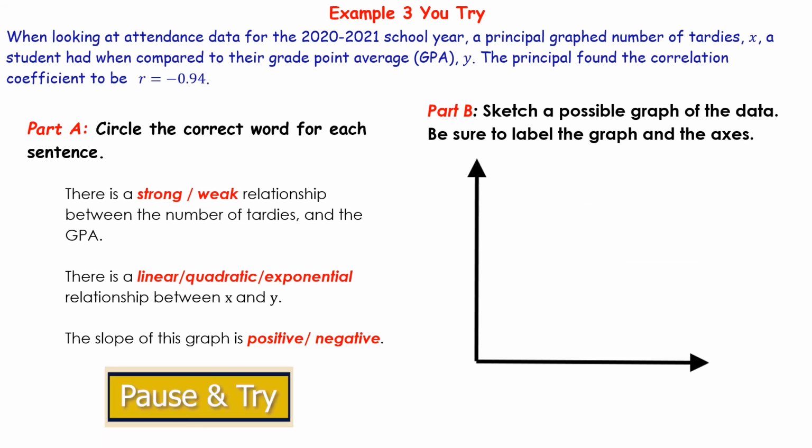I would like for you to try this example on your own. It says, when looking at attendance data for the year 2020 and 2021, a principal graphed the number of tardies, X, a student had when compared to their grade point average, Y. The principal found the correlation coefficient to be R is equal to negative 0.94. So go ahead and pause the video and try part A and B of this example here.